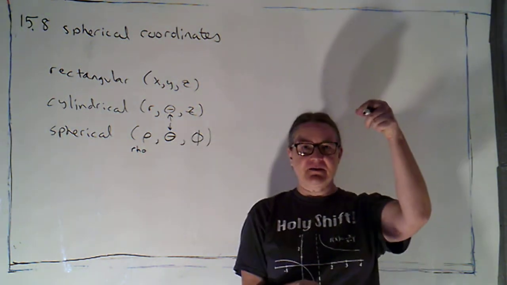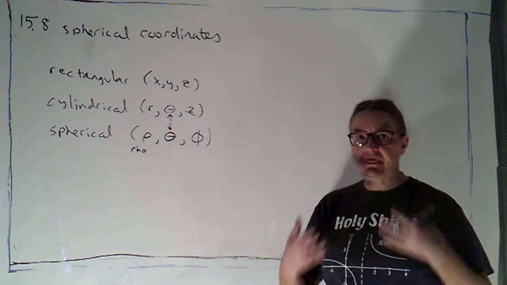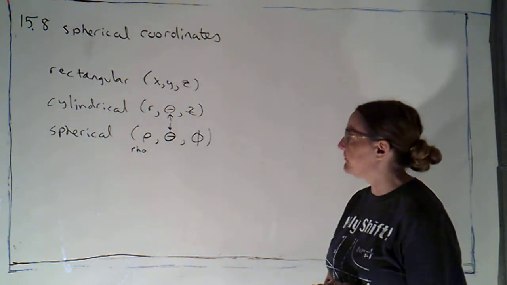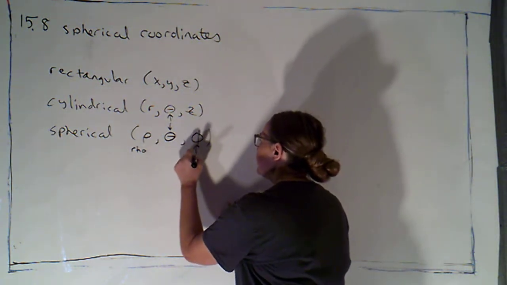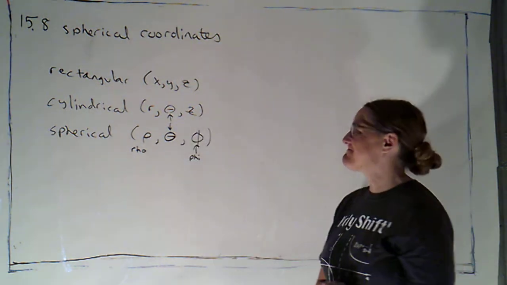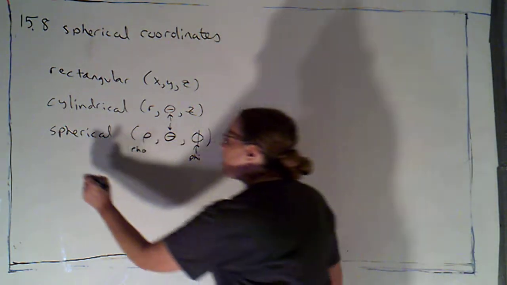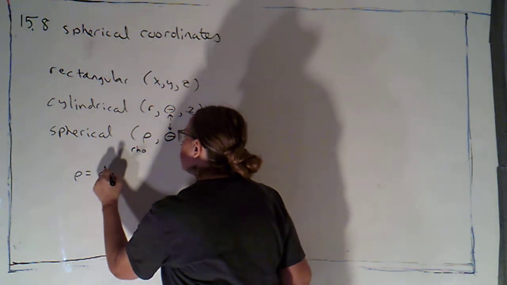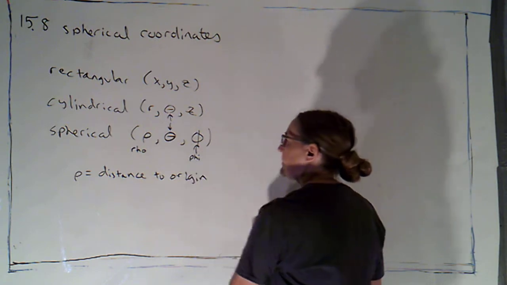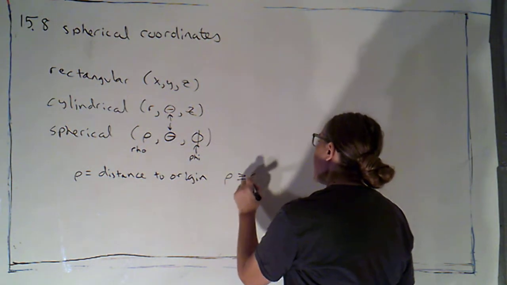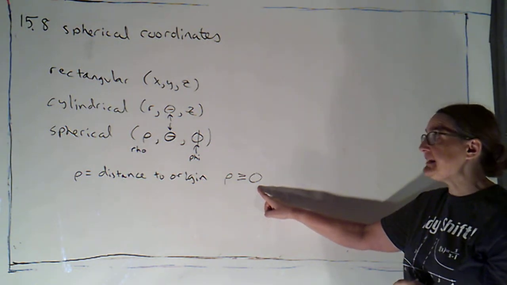If I had a point in 3 space and I project it down onto the xy plane, it would just be the theta that would be a polar coordinate for that particular point. Okay, and then this is phi. That's another Greek letter. Okay, so what do these things mean? Well, we know what theta means. Rho is going to be the distance to the origin. And that means that rho has to be bigger than or equal to 0. So rho will never be negative.